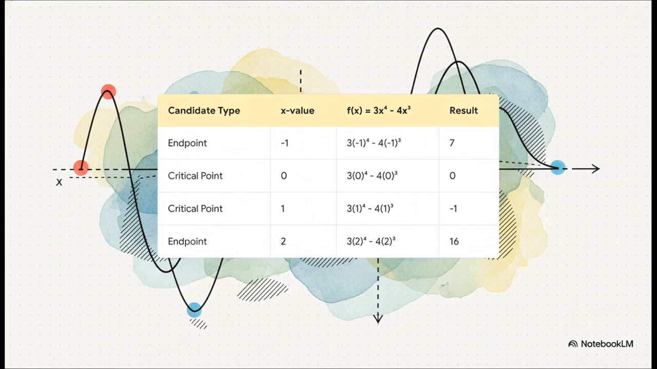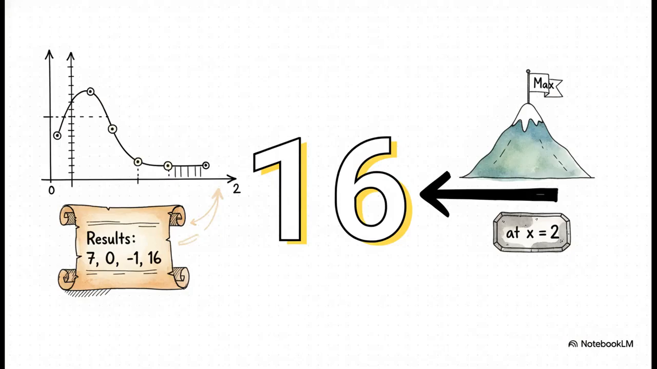What do we get? We get 4 numbers, 7, 0, -1, and 16. And now for the easiest step of all, step 3. We just look at our list of results and compare. What's the biggest number there? It's 16, no contest. So that's it. That's our absolute maximum. And notice where it happened, at the end point, x equals 2.